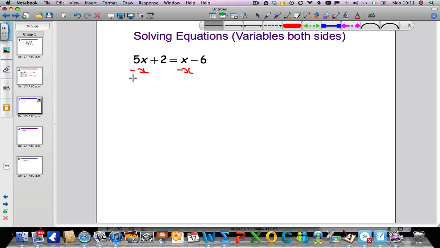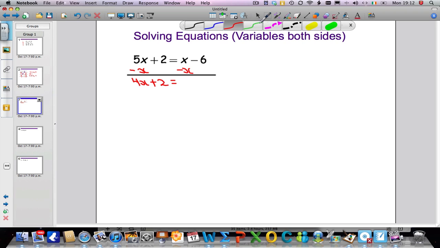Let's draw a little line again. Keep everything nice and neat. 5x take away x is 4x. The 2, well, I haven't done anything with that yet, so I'm going to write it down underneath. x take away x, well, they cancel out. That was exactly what I wanted to do. And then the minus 6 is still there. So that comes right the way down.